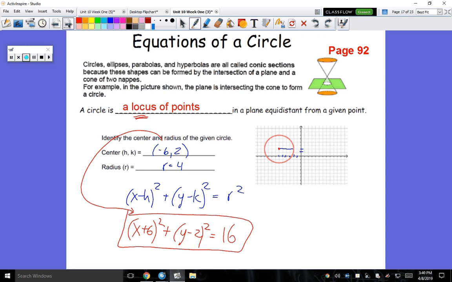All right. Equations of a circle. Look at the following. We know that a locus of points, basically an infinite number of points, that are equidistant from a given point. So all of these are equidistant from that given point. Those are the radii, if you will, of that circle. The center that you see here from the graph was negative 6, 2. I got it from the graph.